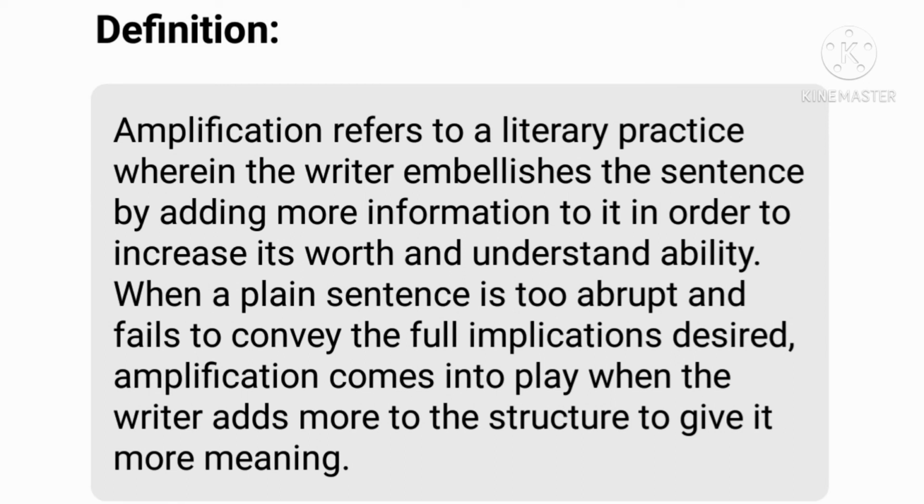Well, let's focus on the fourth literary term, which is amplification. Here is the definition of the literary term amplification. Amplification refers to a literary practice wherein the writer embellishes the sentence by adding more information to it in order to increase its worth and understandability. When a plain sentence is too abrupt and fails to convey the full implications desired, amplification comes into play when the writer adds more to the structure to give it more meaning.